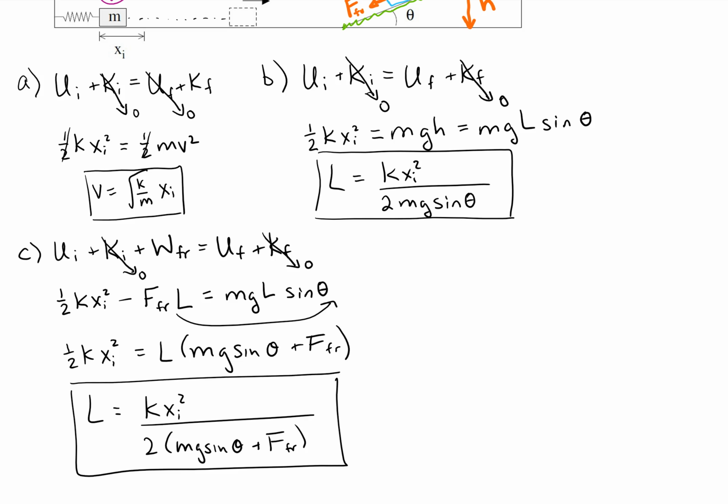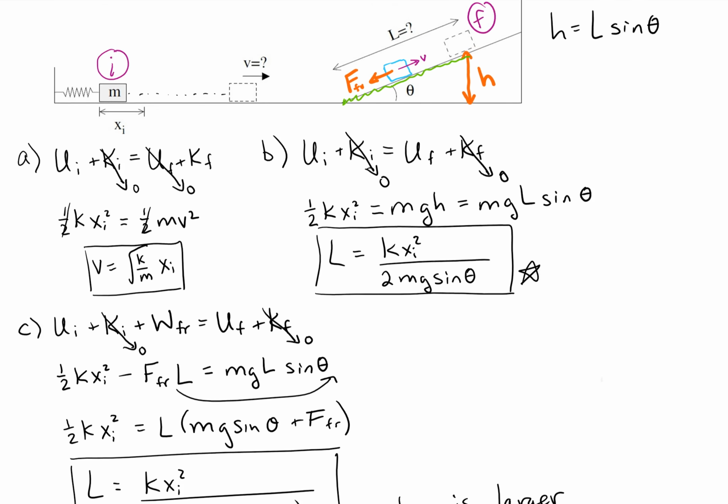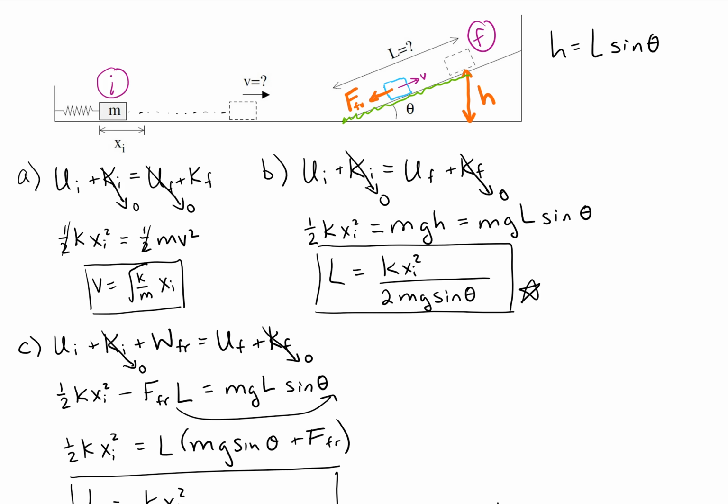And we can do a little sanity check here. This is essentially the same expression that we had in the previous case, except now the denominator is a little bit larger. And so if the denominator is larger, that means that the number is going to be smaller, and so the block will go a shorter length L along the ramp when you add friction. And so that makes sense. We can do a little sanity check there.